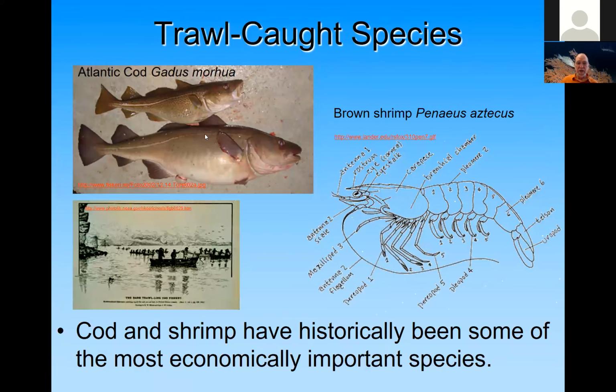So there's one species. Trawl-caught species include the Atlantic cod and the brown shrimp, Penaeus aztecus, and cod and shrimp have traditionally been some of the most economically important species. But now brown shrimp fishing is limited to a few months of the year, and the Atlantic cod fishery, which was the basis for some of the early colonists coming to North America, has been closed for several years, and there's no indication when it's ever going to be opened again because trawling operations and other operations basically drove it to zero.